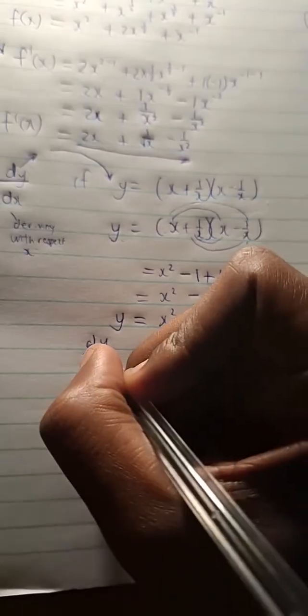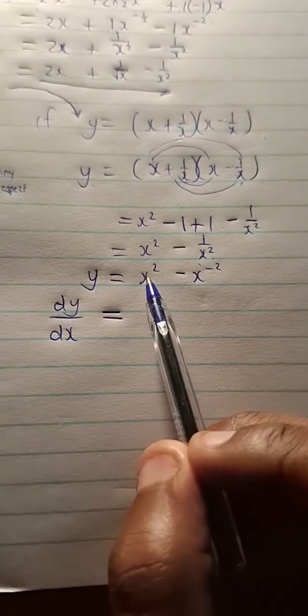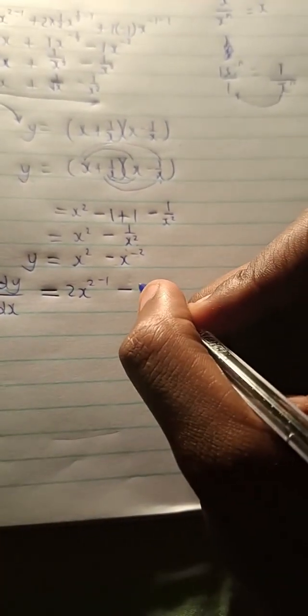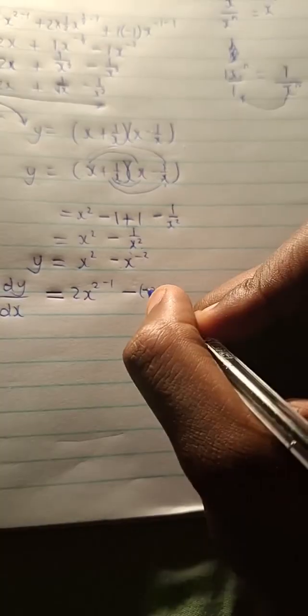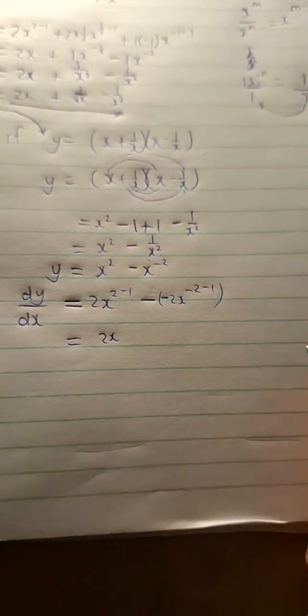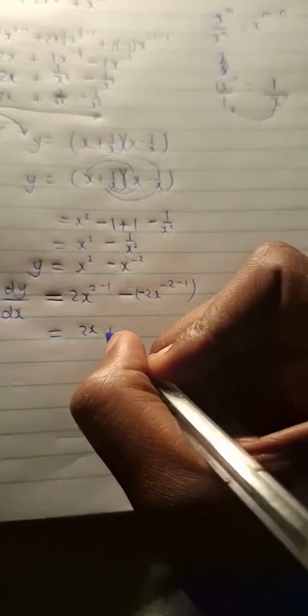Now we are ready to derive. So dy over dx appears. Why? Because we are ready to derive, and we say equal to. Then we apply the power rule. 2 gets multiplied by the current coefficient 1. 2 times 1 is 2, x, then we say 2 minus 1. Minus, the negative 1 current coefficient is multiplied by negative 2, x to the power negative 2 minus 1. Finally, we get 2x, 2 minus 1 is 1. Negative times the negative is positive 2x to the power negative 3.